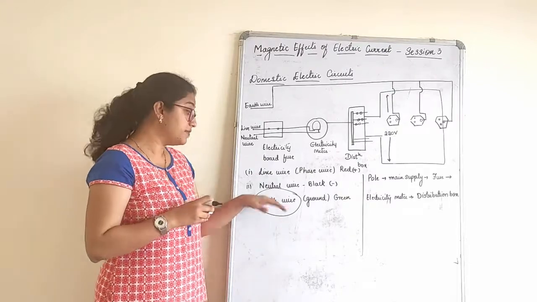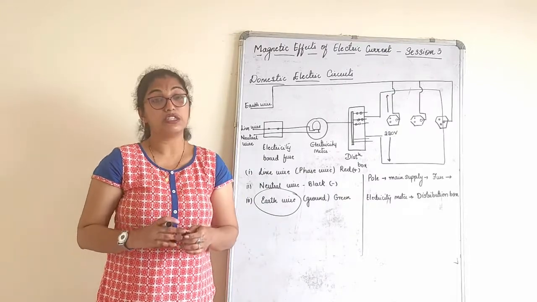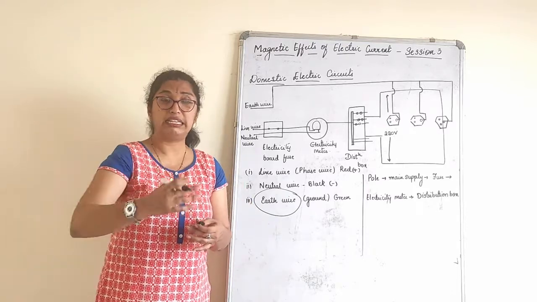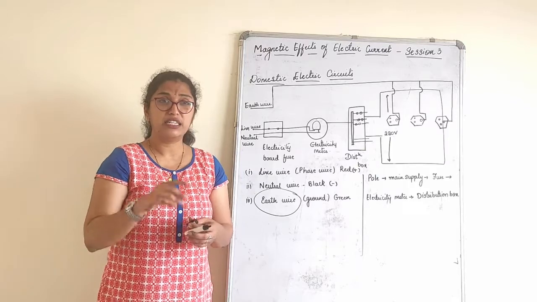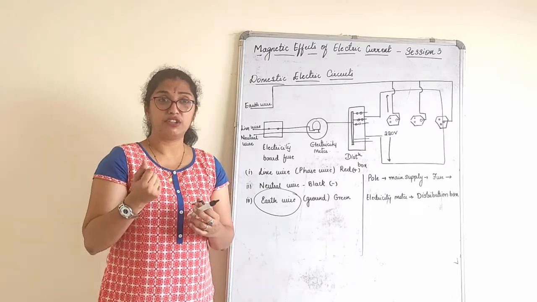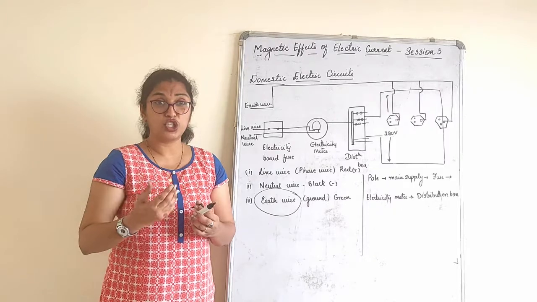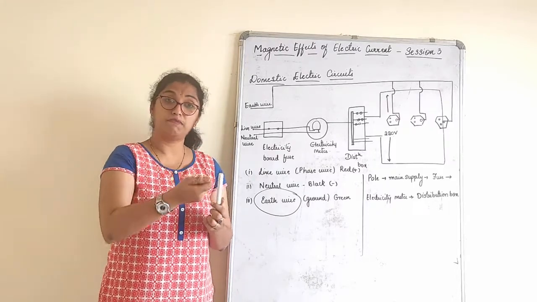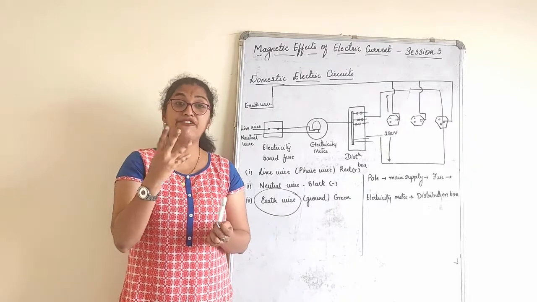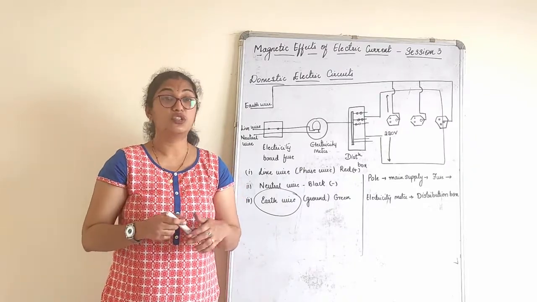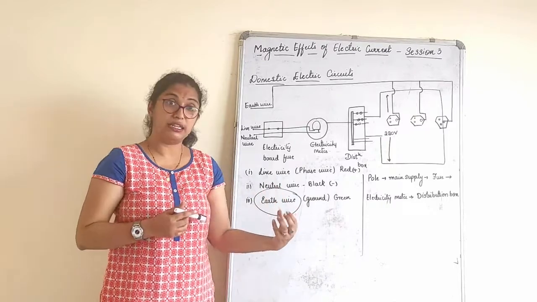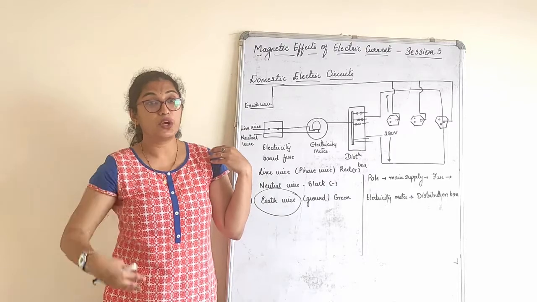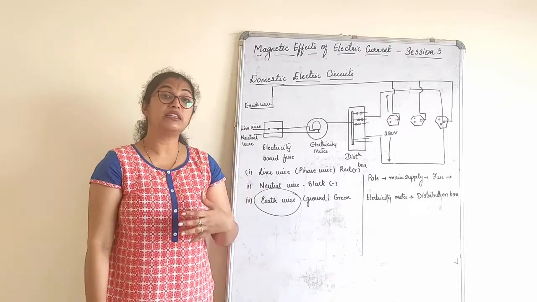Now what happens if this earth wire is not done or earthing is not done properly? Sometimes when you accidentally touch your refrigerator, you might have felt a slight electric shock or some sensation, or when you are plugging your pen drive into your computer, you slightly feel a flow of electric current. So if earthing is not done, electric current flows through our body and then to the ground.